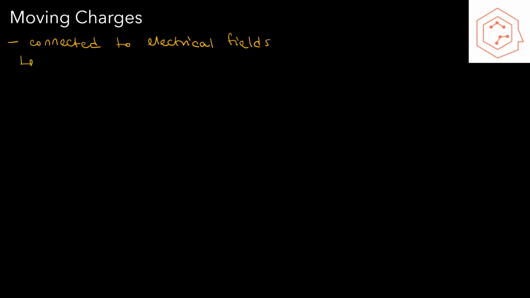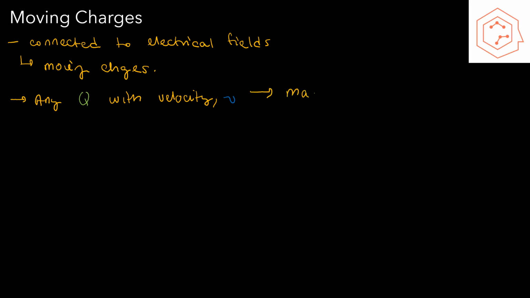However, we will explore the relation of magnetic fields to moving charges. So any moving charge, so any charge q with a velocity v will generate a magnetic field. To understand the direction of this magnetic field, we use something called the right-hand rule.